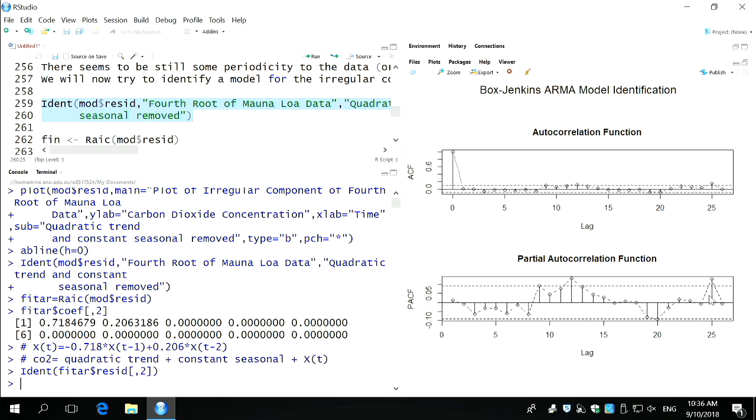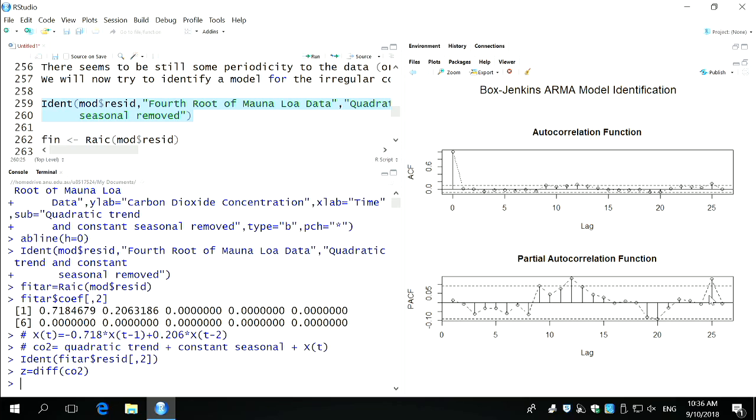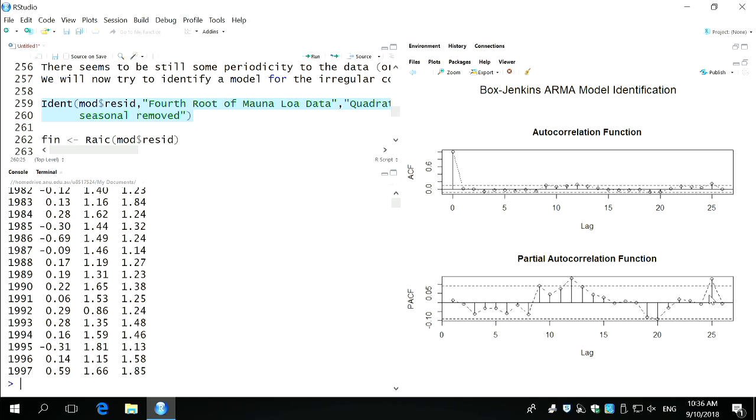All right, how would I deal with this in the second model? First of all, I'd go diff CO2. I'd create first differences. I'm going to call that Z. Okay? So Z's a time series as well. There it is. How do I proceed? Well, let's have a look at it. Let's plot Z type equals L.